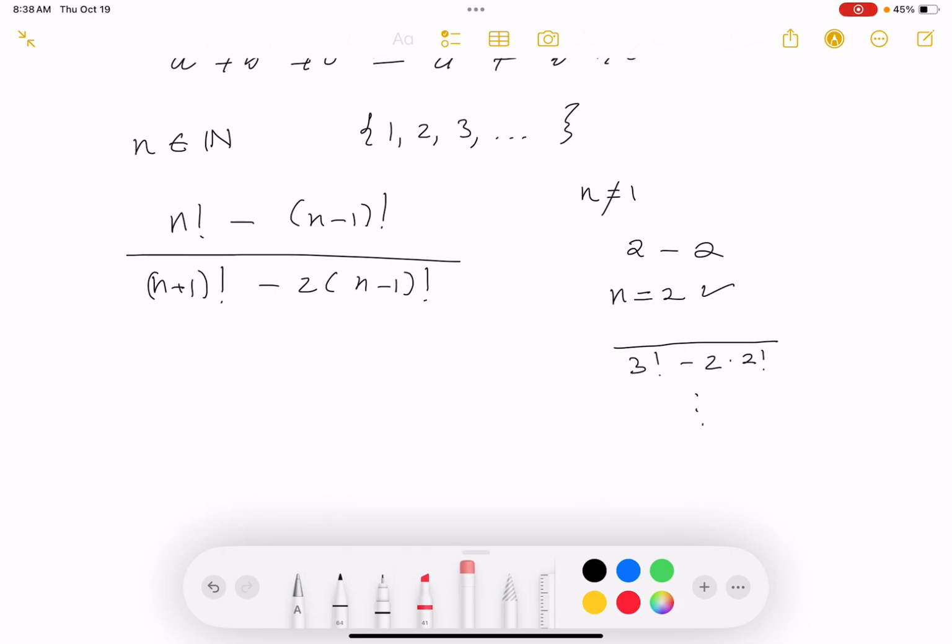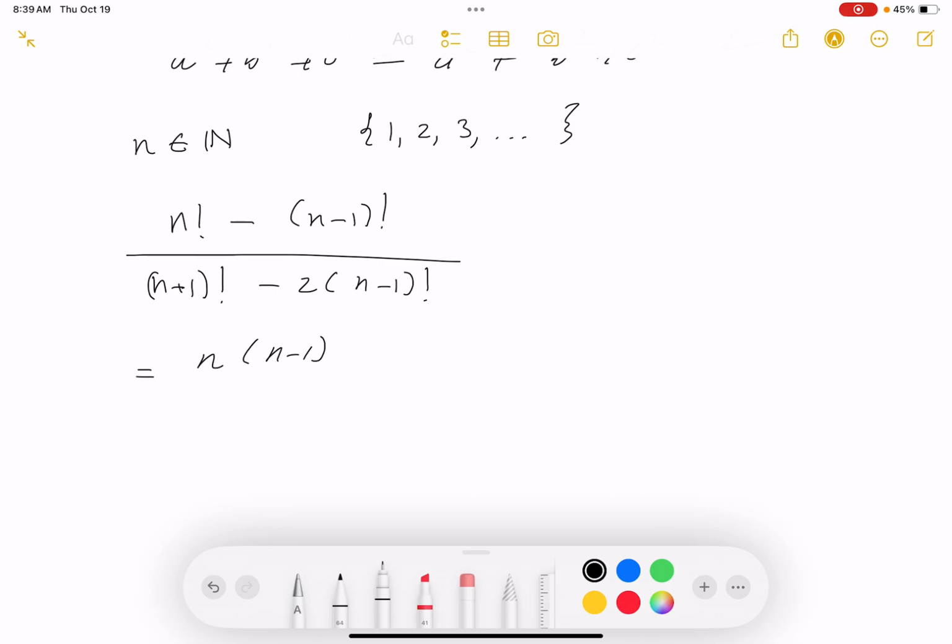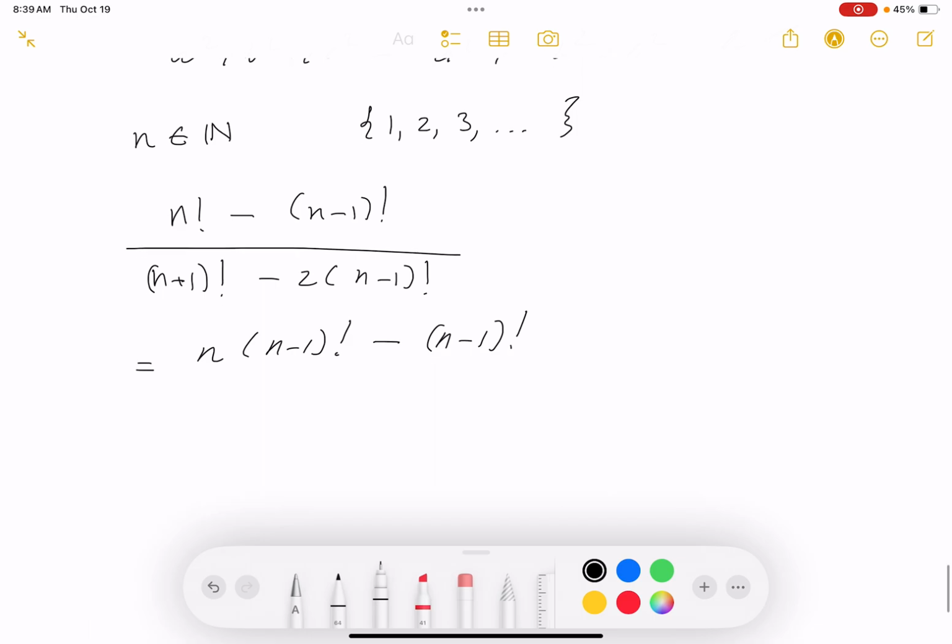Let me get my eraser out. I want to simplify this now, but I know it can't be 1. So what I want to do is simplify it. How do I do that? I'm going to try something. I'm going to write this as equal to n times n minus 1 factorial, minus n minus 1 factorial.